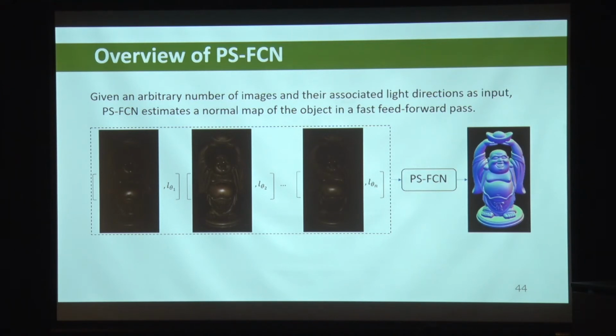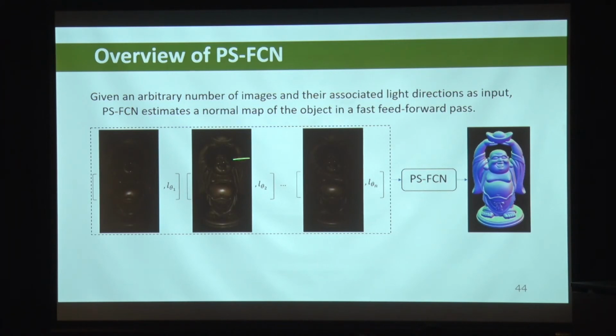Because these are concurrent works, this one focuses on the same problem as the previous unsupervised one, that is, to solve the dependency on fixed lighting directions that DPSN, the first work, had. So the goal is, given an arbitrary number of images and their associated lighting directions as input, in this work they put the lighting direction as part of the input. You just attach another vector here. PSFCN is still a regression work, trying to estimate a normal map of the objects in a fast feedforward pass.